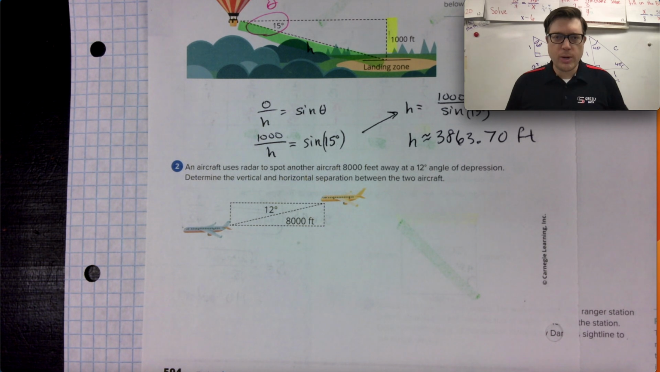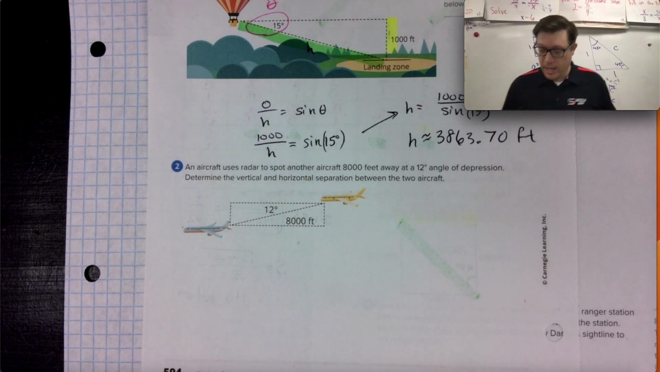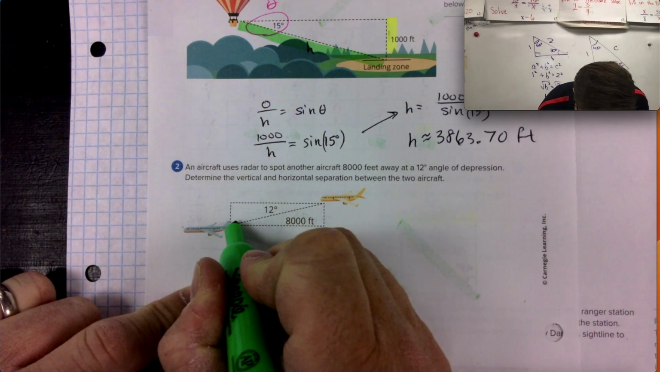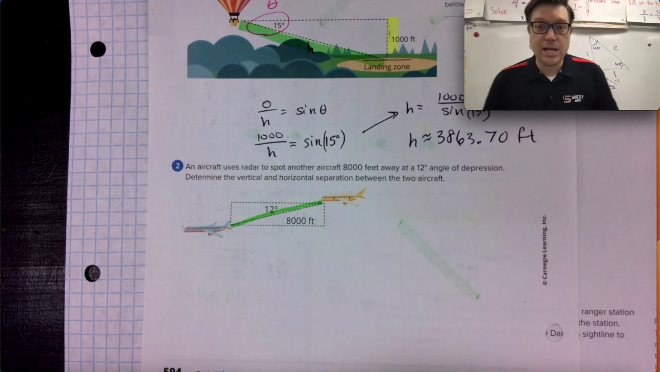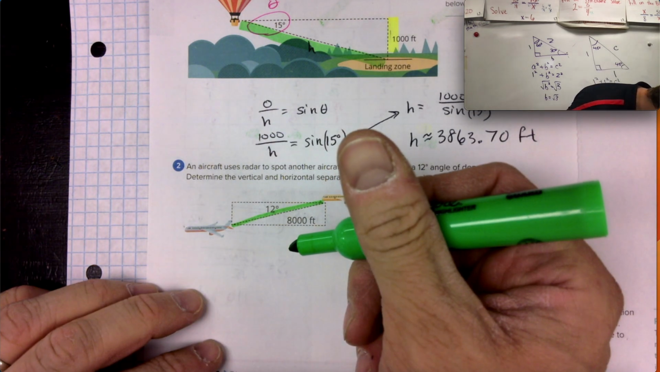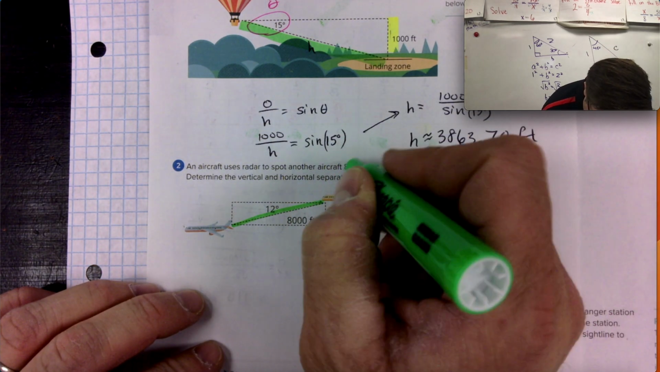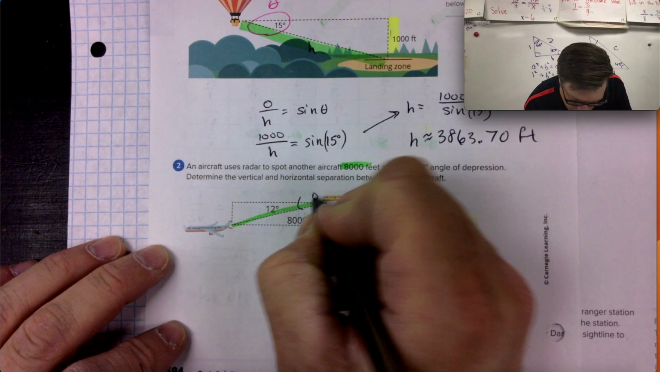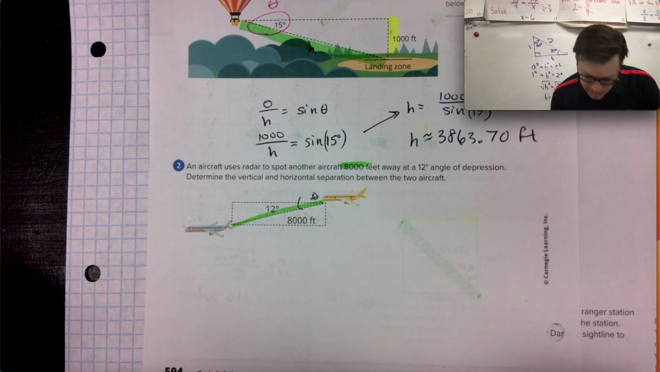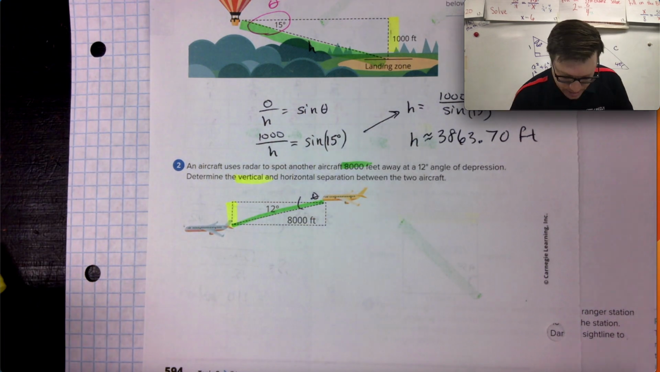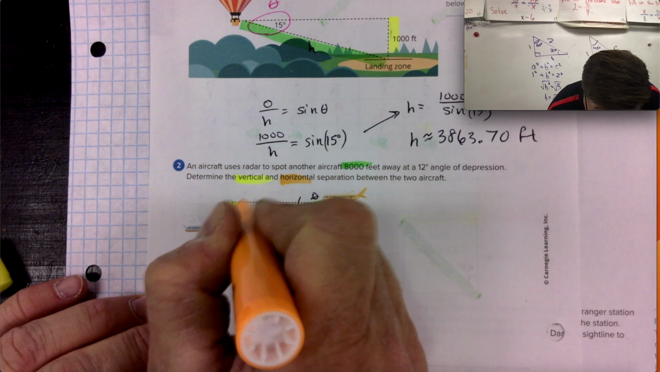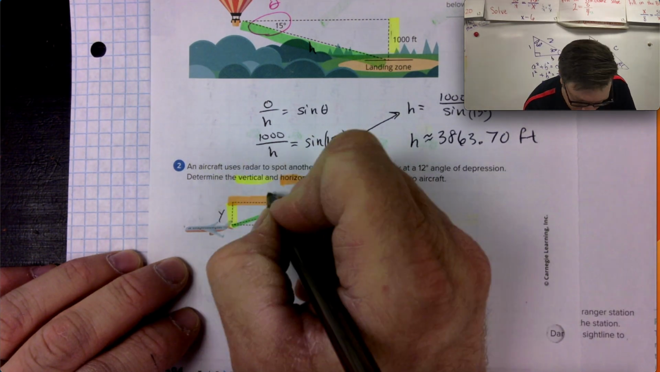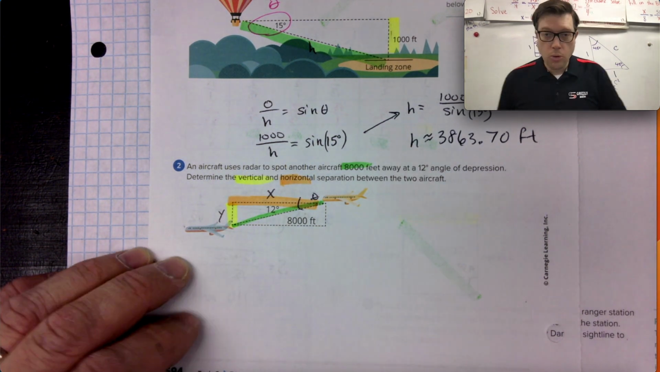An aircraft uses radar to spot another aircraft 8,000 feet away at a 12-degree angle of depression. So I believe this is the 8,000. And I am right. Determine the vertical and horizontal separation between the two aircraft. Let's use a Y for vertical. Let's use an X for horizontal.